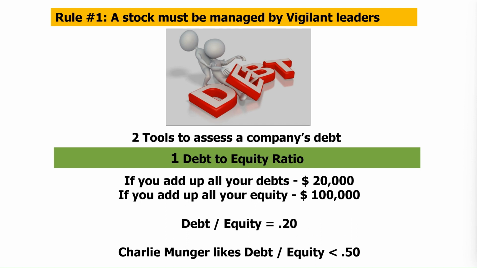And what you are doing is comparing the debt to the equity, and all you have to do is divide the debt by the equity. So in that scenario, let's just say that we had $20,000 of debt, and the equity that would be left after you would have died would have been $100,000. Your debt to equity ratio would have been $20,000 divided by $100,000, which is 0.20.